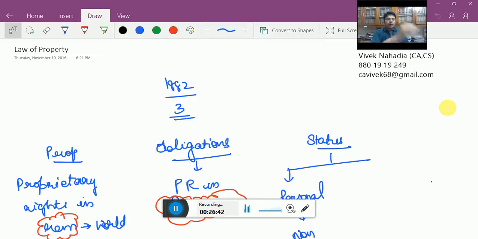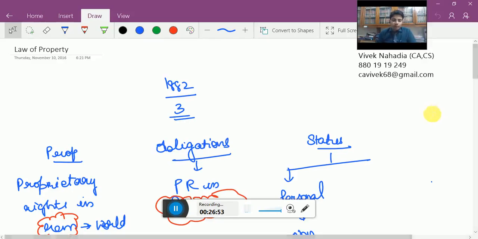The Transfer of Property Act 1882 covers three laws: law of property, law of obligations, and the law of status. Law of property deals with proprietary rights. What is the meaning of proprietary rights and what is the meaning of personal rights? Proprietary rights means my estate, my buildings, my land, my shares, whatever belongs to me. Whatever is directly related to me, like my reputation, my name, my goodwill, my freedom, my independence, my liberty, these are personal rights.